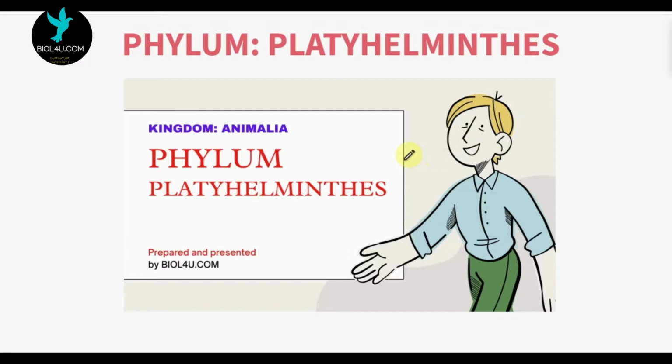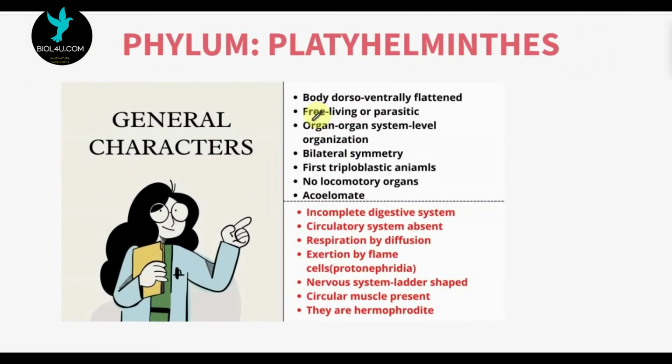Okay, so let us study some of the characteristic features of this phylum Platyhelminthes. The first character is the word meaning of Platyhelminthes. The word platy means flattened, or dorso-ventrally flattened. So the body is flattened on both sides; both the dorsal side and ventral side are flattened. So it is called dorso-ventrally flattened.